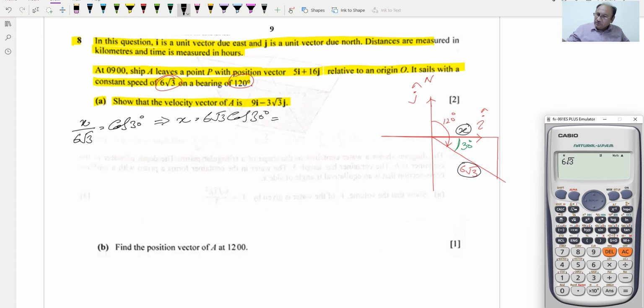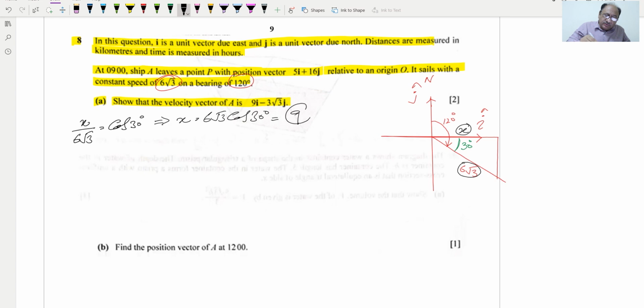3 into cos of 30 degrees. This is in radian mode, so we will shift to degree mode, and this will be equal to 9. So 9 will be the x value. So the x value we got is 9.